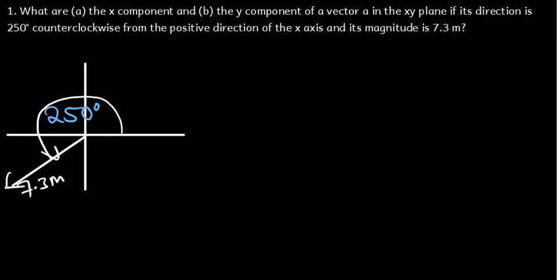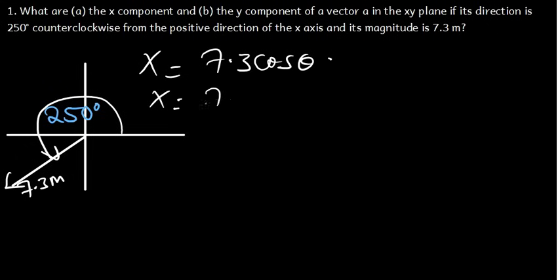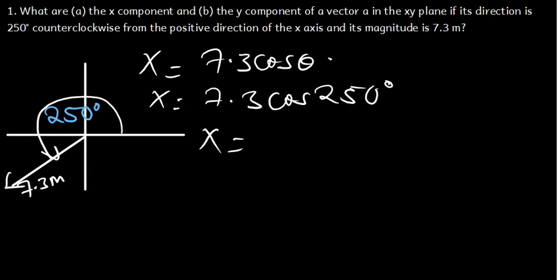Okay. Now they want us to find the x component and the y component. Remember, to find the x component of the vector, we get the vector cos theta. So in this case, we have 7.3 cos theta. So this is going to be our x component. So x will be equal to 7.3 cos 250 degrees. So what is 7.3 cos 250? This is giving me negative 2.49 meters. It's going to be in meters as well.